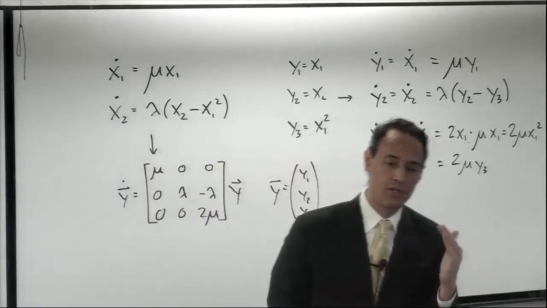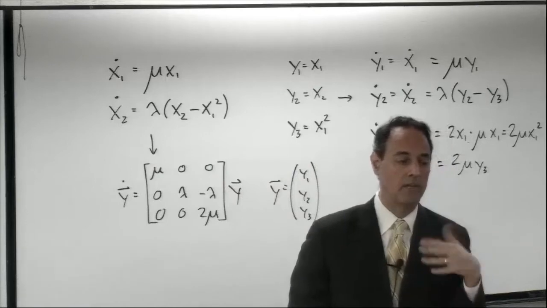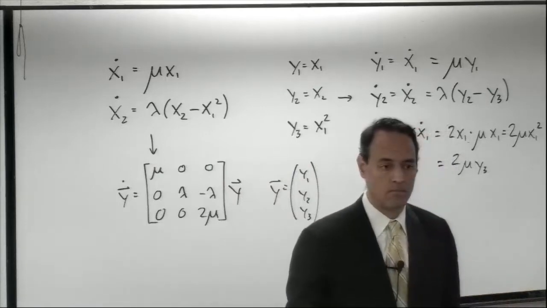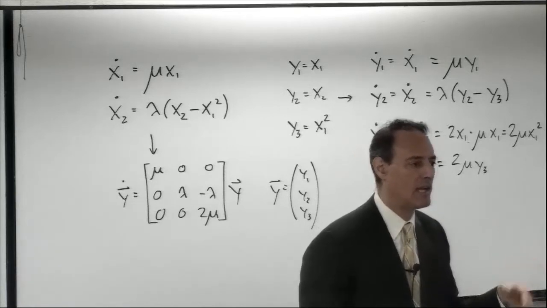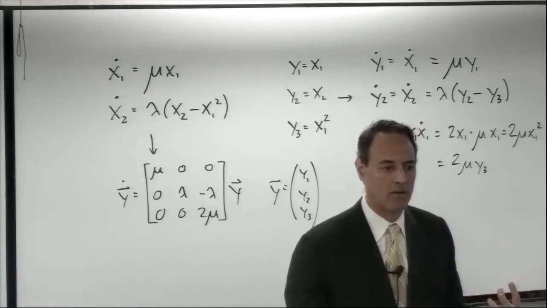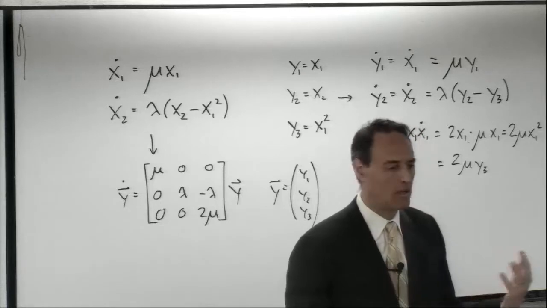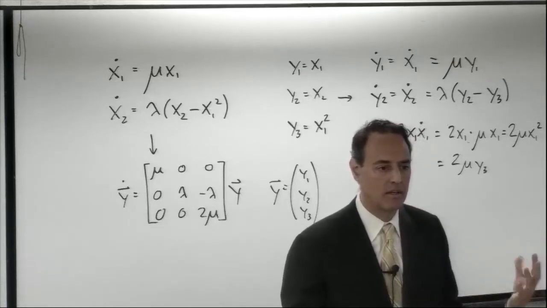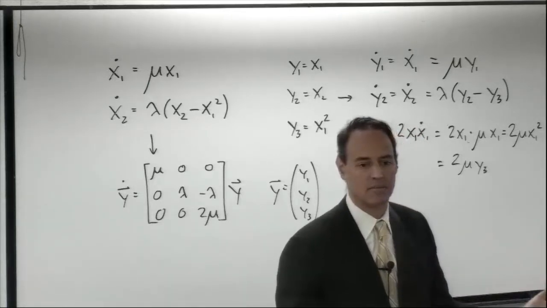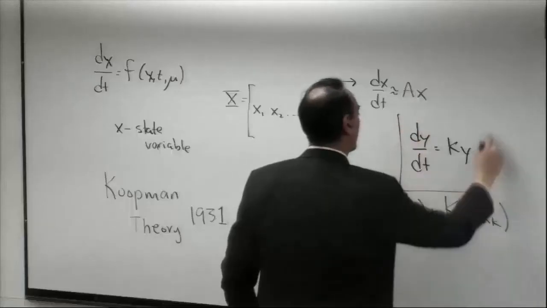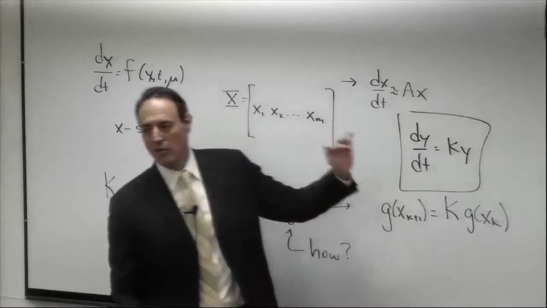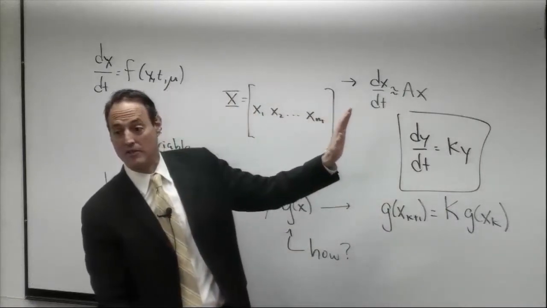I just made a coordinate change. I have a linear system. There is no more look for fixed points, approximate, simulate. I have an exact solution now for all time, for all anything. I have everything. This is the power of making linear systems. This is the one thing we know how to solve, linear systems.